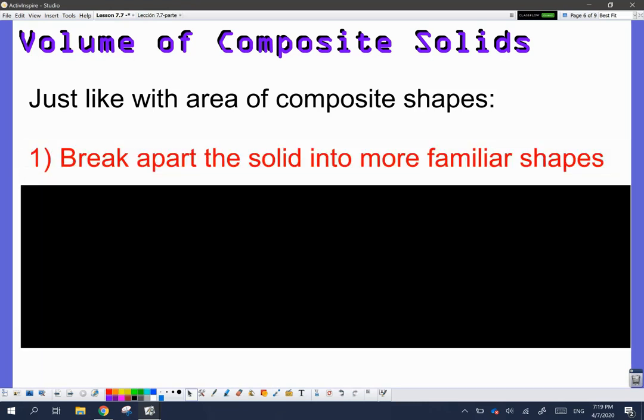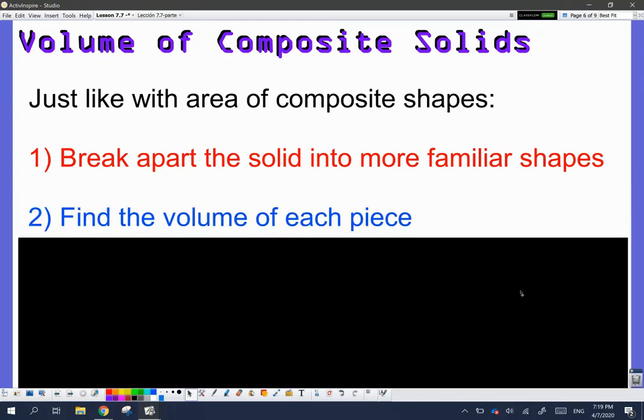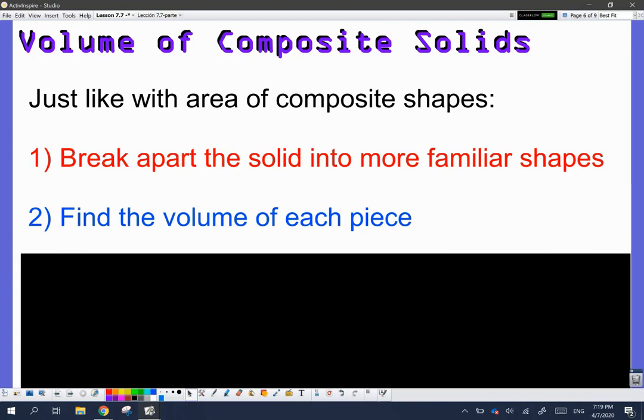First, we're going to break apart the solid into more familiar shapes. So whatever solid we start off with, we need to be able to identify if we can break it apart into more common shapes, easier shapes that we already recognize. The second step is to find the volume of each piece. So if I break this up into 3 shapes, then I know that I'm going to be finding 3 volumes.